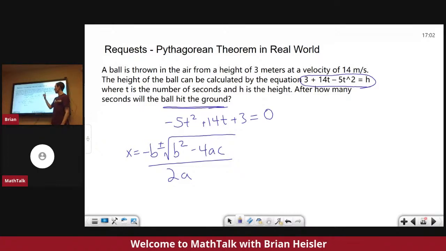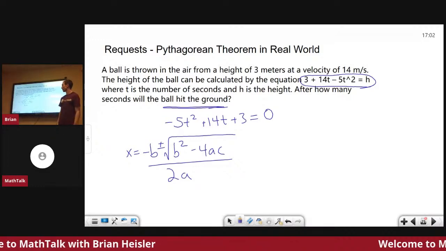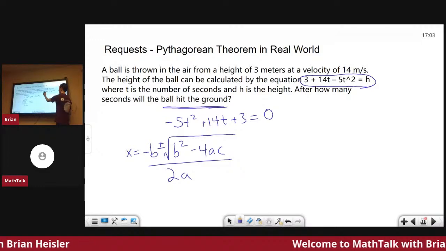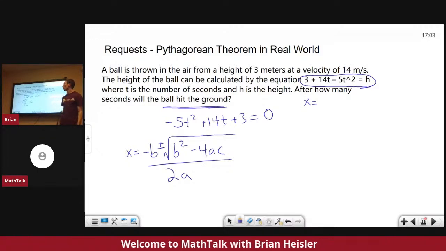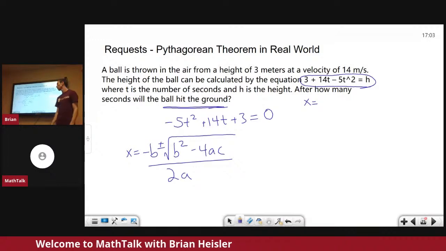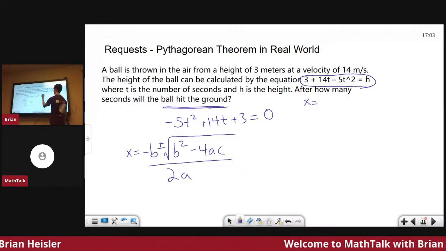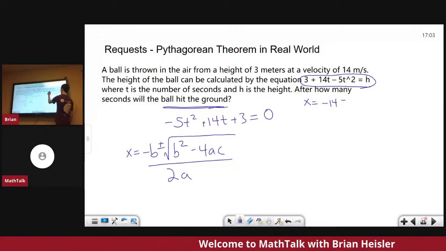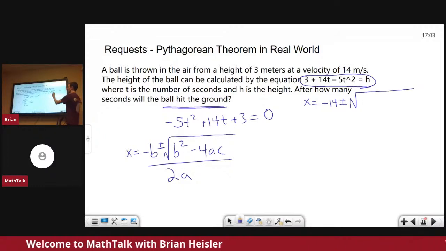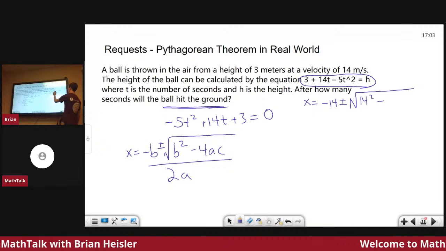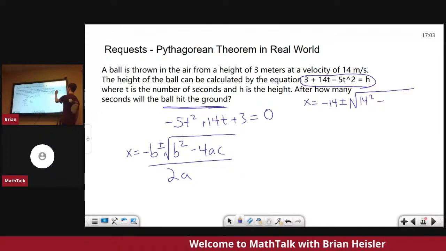Have fun. Anyway, what you're looking at with this is plugging in the A, the B, and the C. And the way it works is your first number is A, your second number is B, your third number is C. So A, B, C. So x equals negative b, so negative 14, plus or minus the square root of b squared minus 4ac, so minus 4 times the first number times the third number.